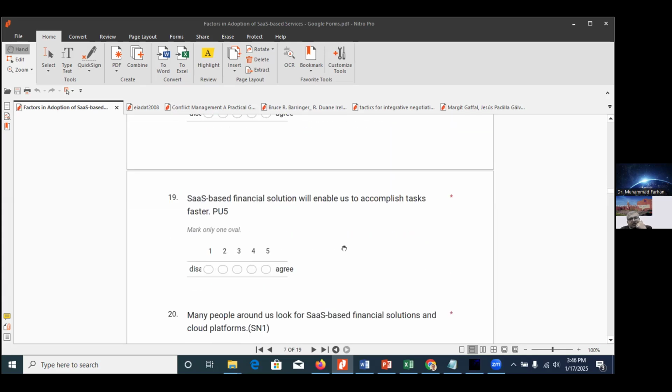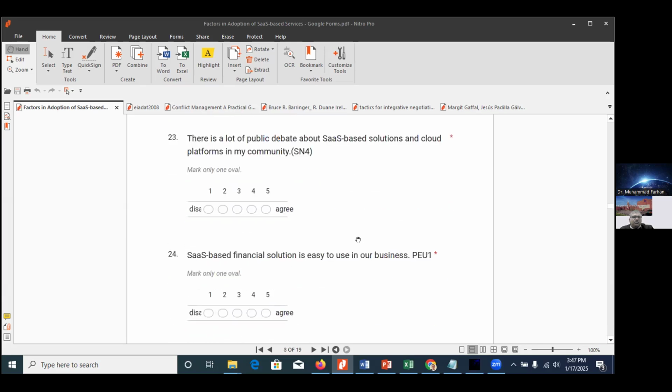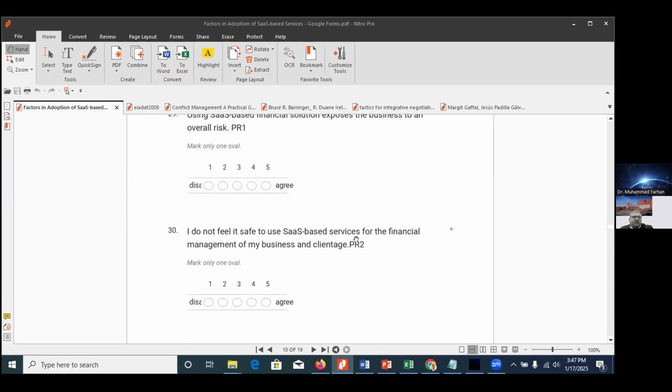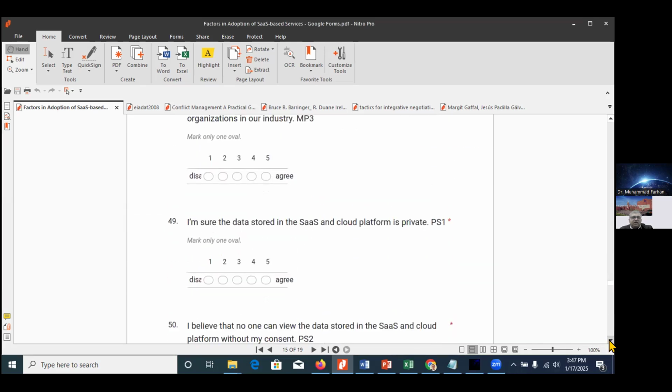PU5 is there. So these 5 indicators, or 5 questionnaire items, when you combine them, you get the result for one construct, which is perceived usefulness, which is one variable. And you just go through the questionnaire, how many questions are there. Let's scroll down to the end.